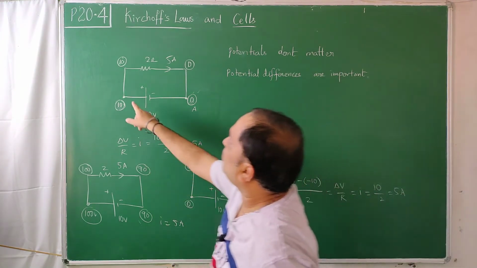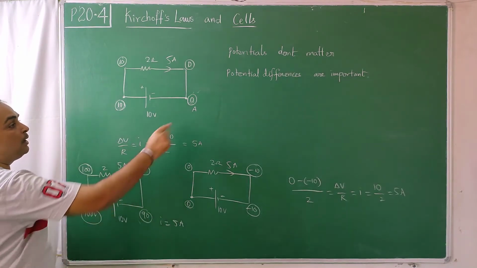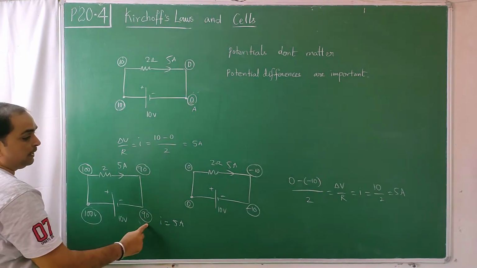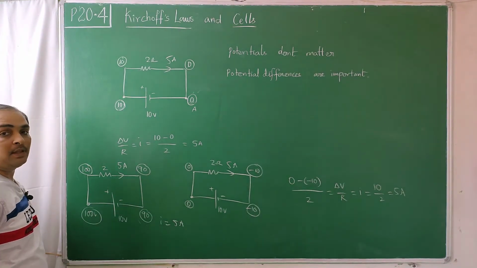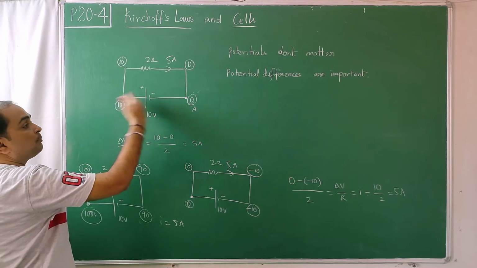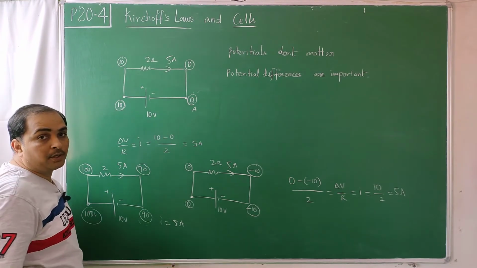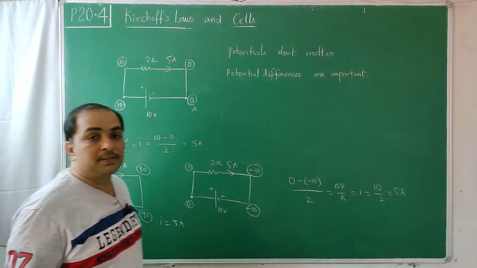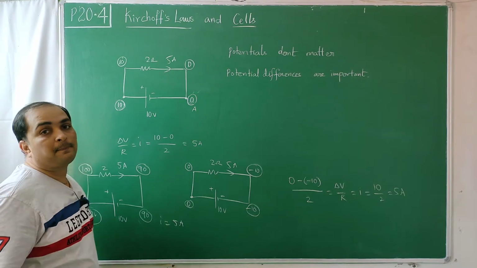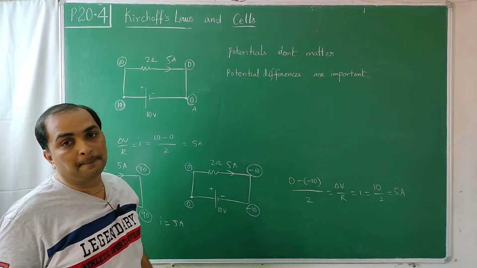The potential of this point, once I took 10, once I took 0, once I took 100, same point. In other cases 0, 90, 10, minus 10. The answer came the same. That means this battery will decide the potential difference. Potentials you can assign whatever number you want, but the battery and the current flowing through a resistor will decide the potential difference. So potentials don't matter, potential differences matter.